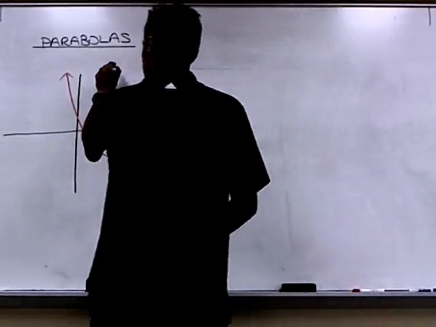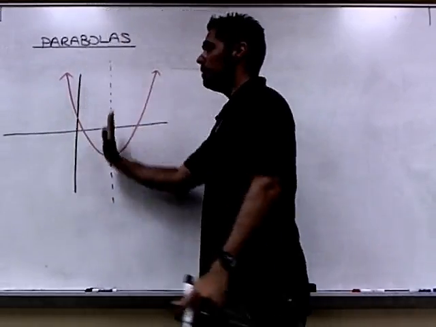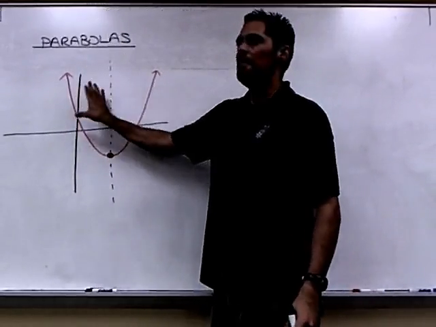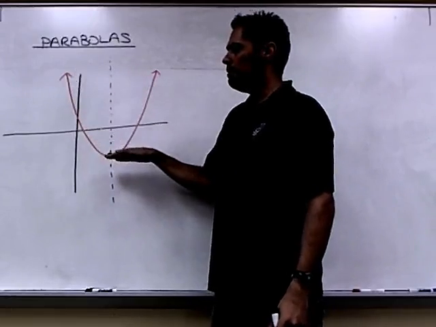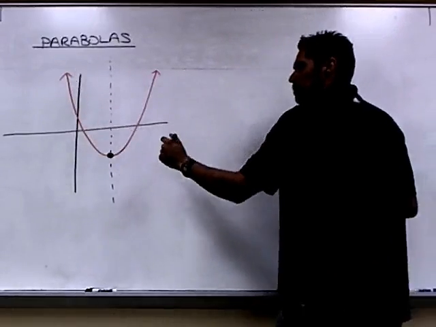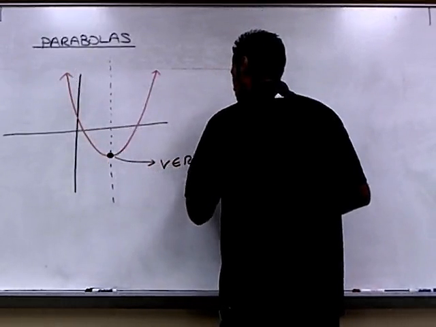Like if you were to look right down the middle and draw a dotted line, although this is not part of the graph, the parabola is kind of like a mirror image of itself over that line, right? If I reflect this over, I would get this side. So that point's very important. This point has a name. It's called the vertex. The vertex of the parabola.